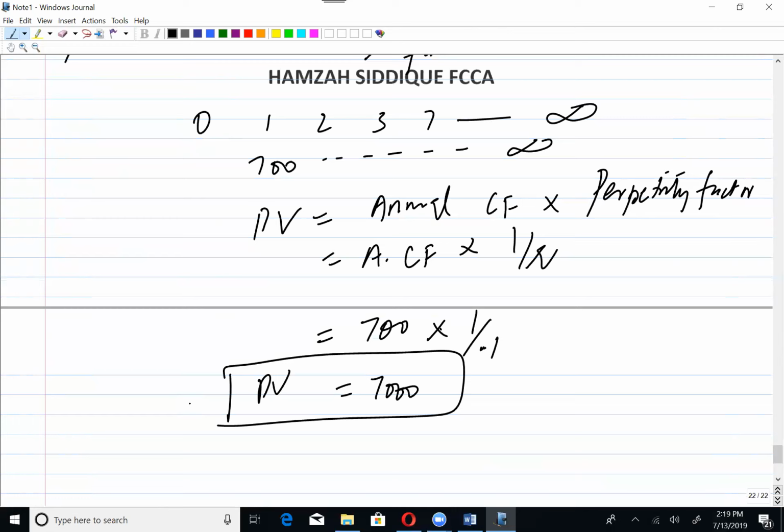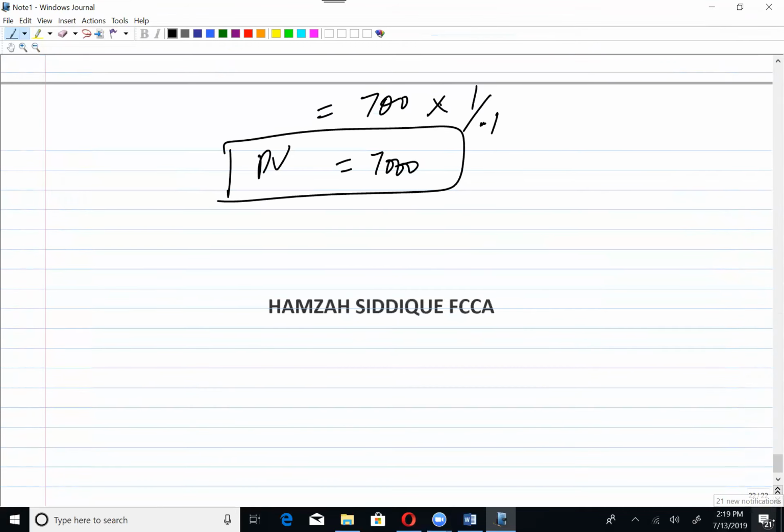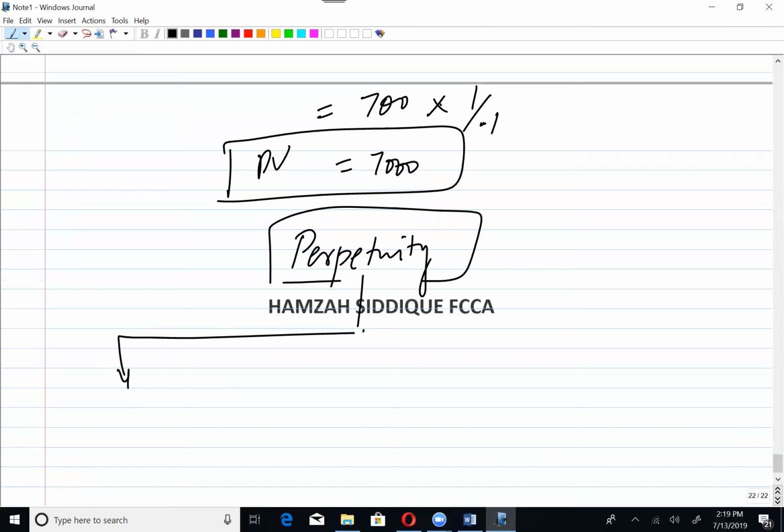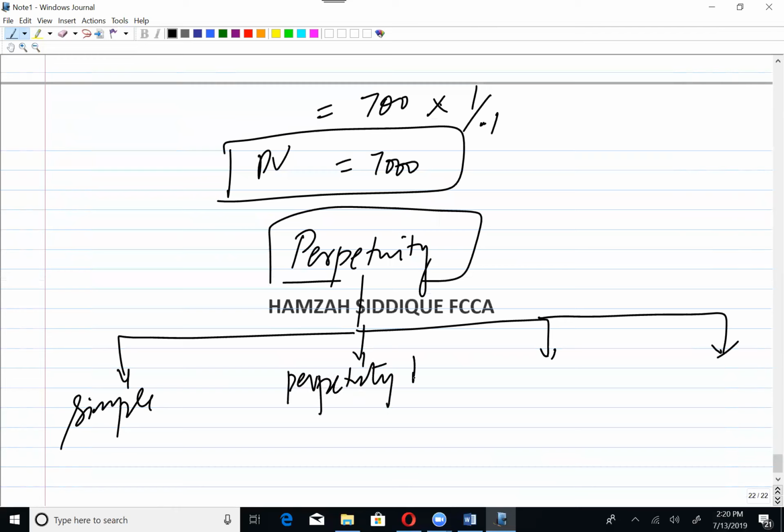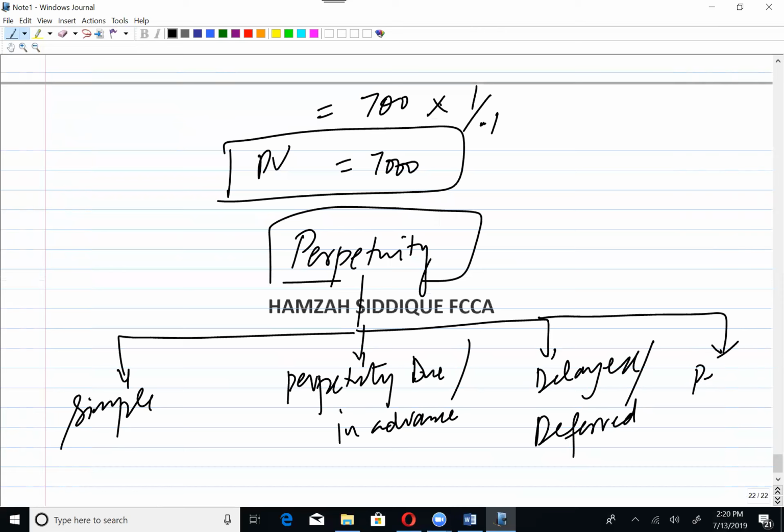Next, students, similarly, perpetuity is also of multiple types. These are four types. Simple perpetuity, perpetuity due, or in advance. Perpetuity, delayed or deferred perpetuity. And third is perpetuity with growth.